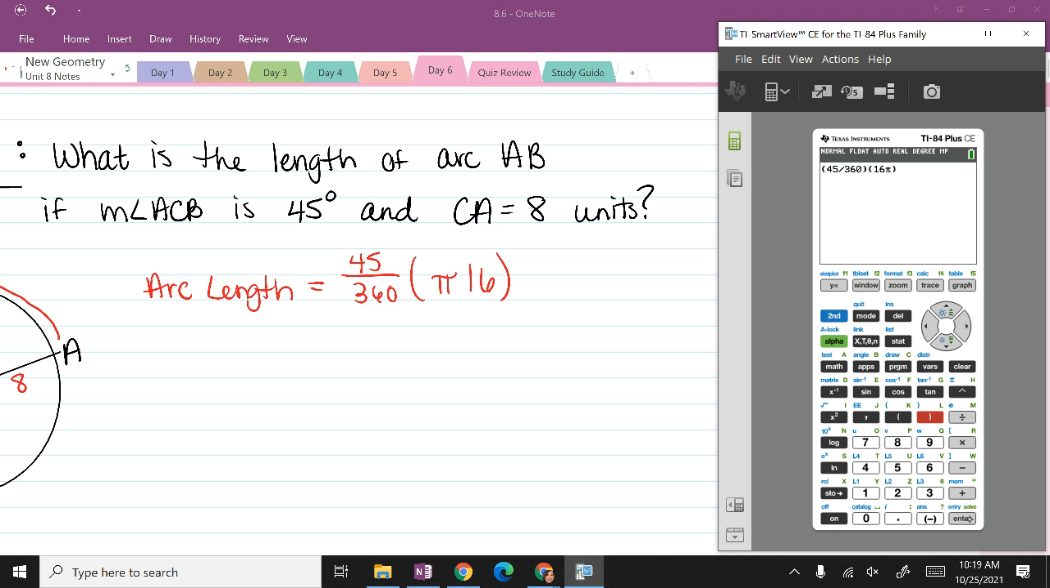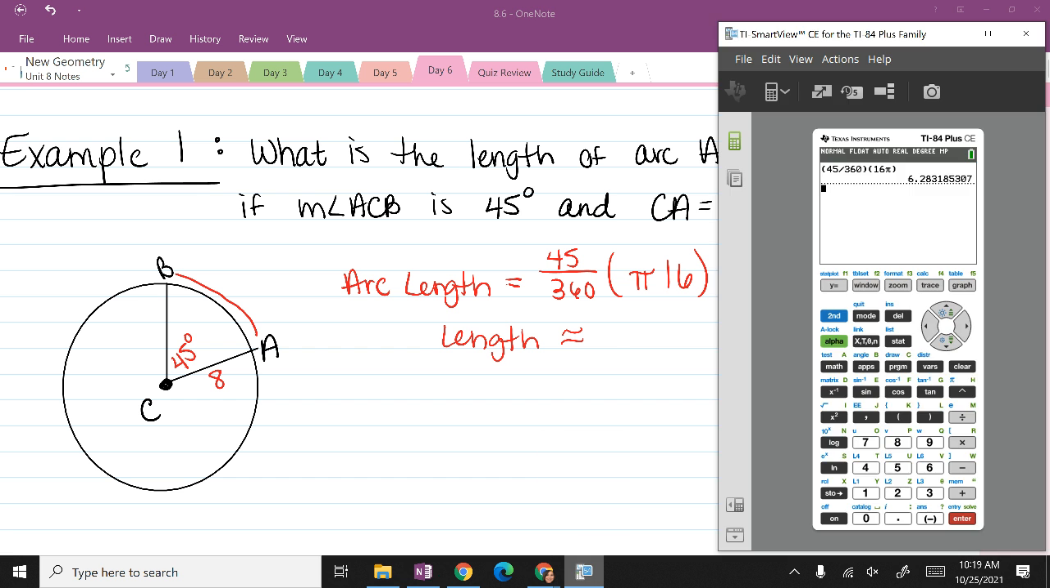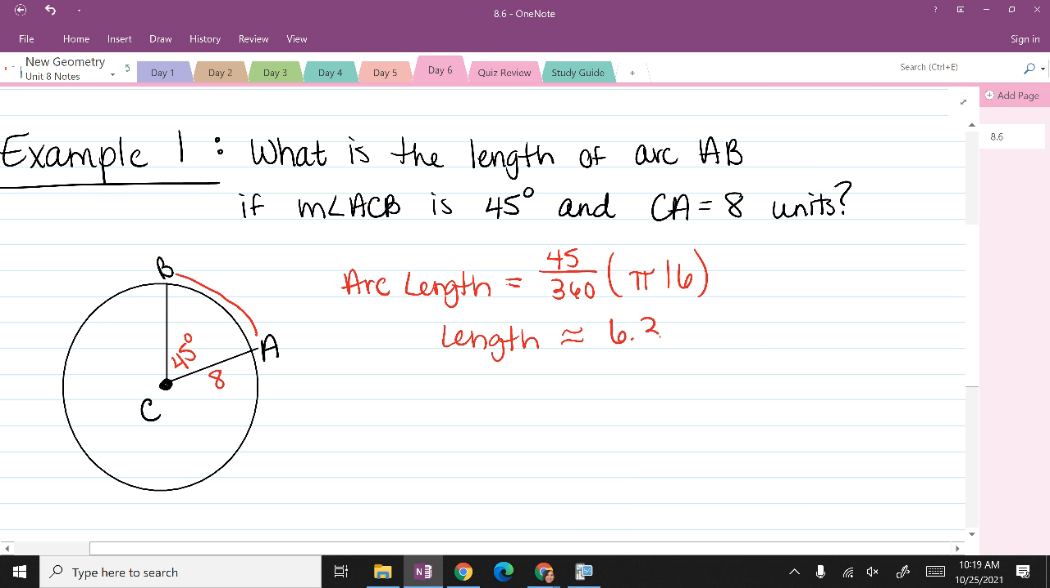All right, what are y'all getting? Y'all getting approximately 6.3? Okay, so the length is approximately 6.3. What's our units? It didn't say, did it? I should have given it one. Okay, so you just say units. So if it said centimeters, use centimeters, inches, use inches, whatever.